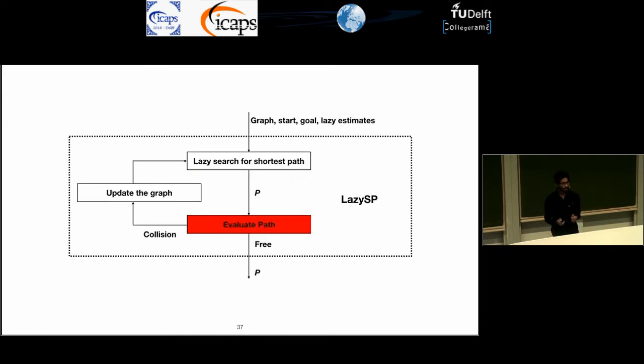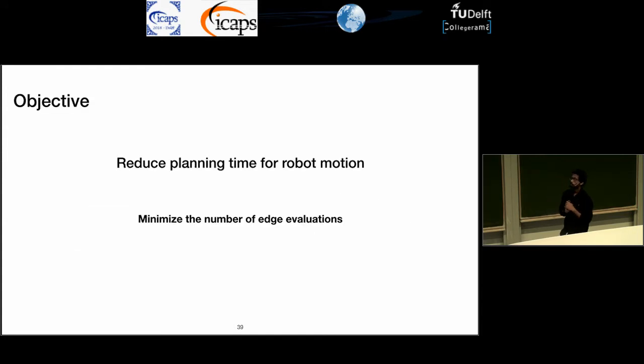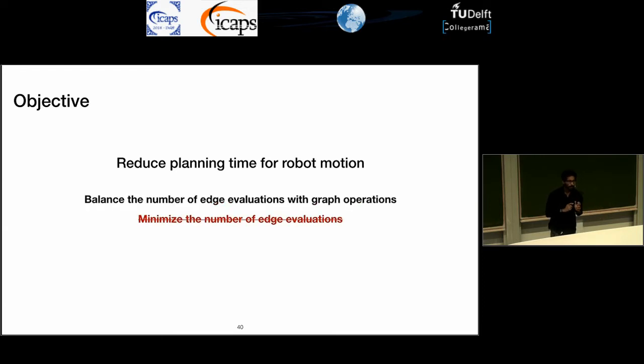So in a way, lazy SP shifts some of the blame for planning time from edge evaluations and collision checks to search and graph operations. So what we want to do is not explicitly just minimize the number of graph operations or edge evaluations, but we would like to strike a balance between these two costs that make up the planning time and reduce the planning time that the robots take to plan their path.